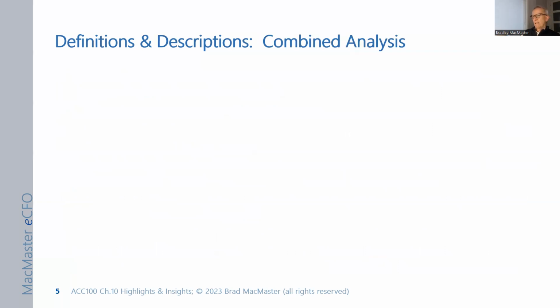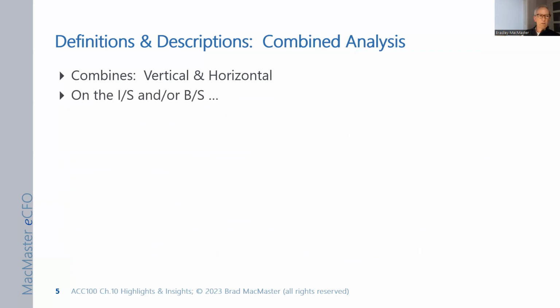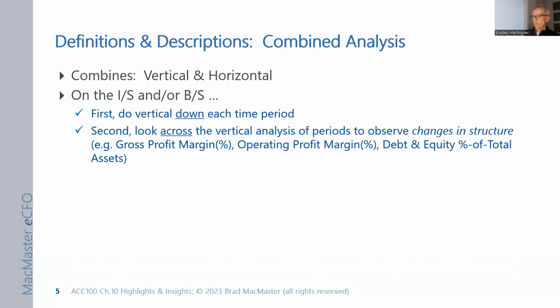Now, I've indicated that combined analysis is another type of analysis I find very insightful. And so, as the name implies, it combines both vertical and horizontal. You can apply it to both the income statement and the balance sheet. And the way to do it is first do the vertical analysis on each time period, and then look across those vertical analysis calculations, period by period, to observe changes in the structure.